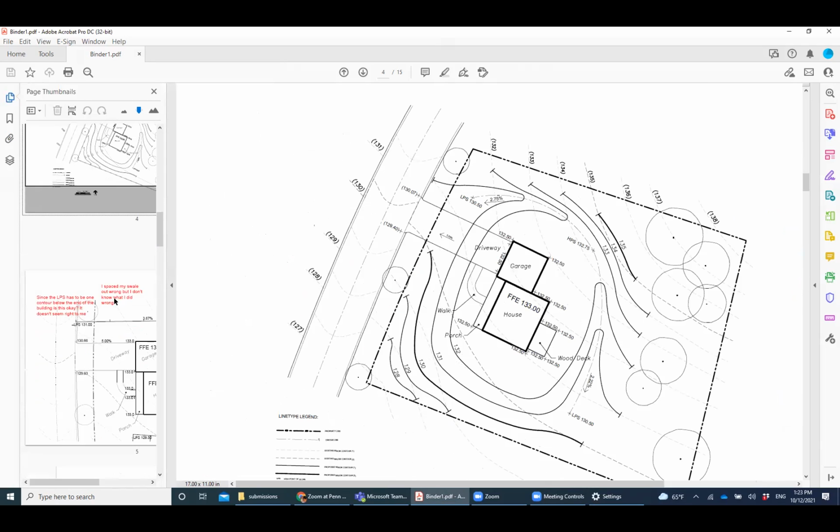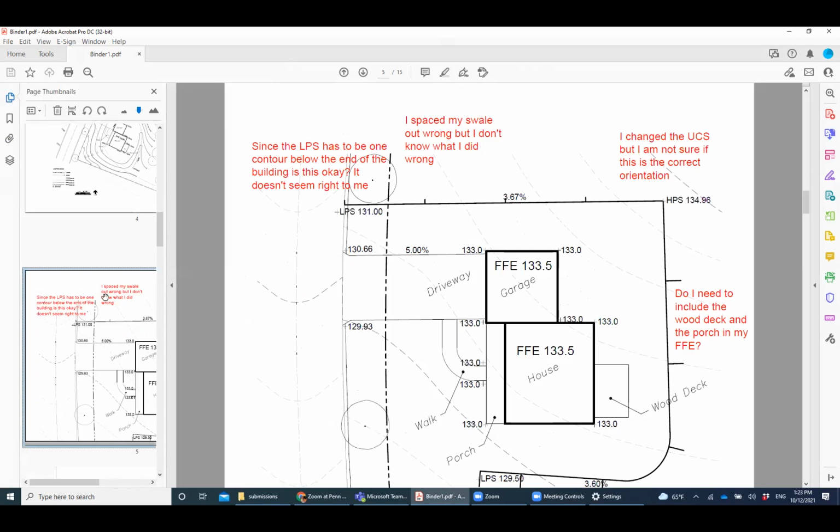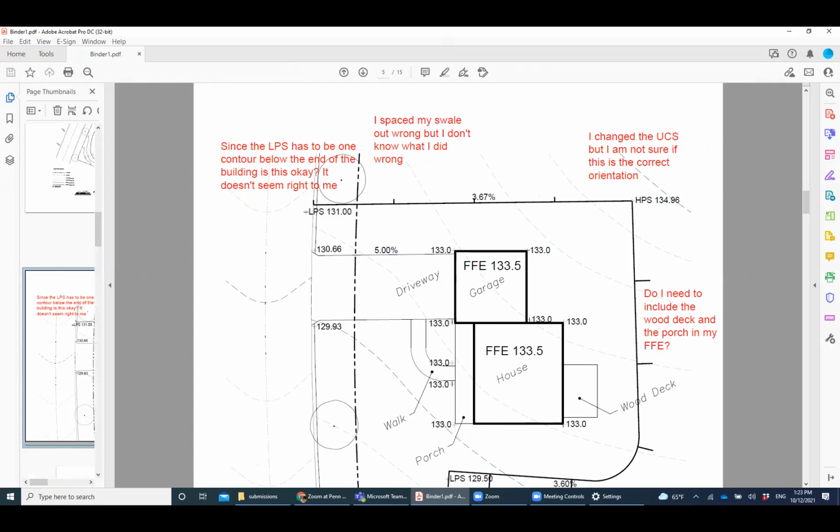Okay, let's move forward. I have Tagan, sorry. Again, if I mispronounced your name, let me know. Yeah, I'm here. It's Tegan. Tegan, okay. I spaced my swale.